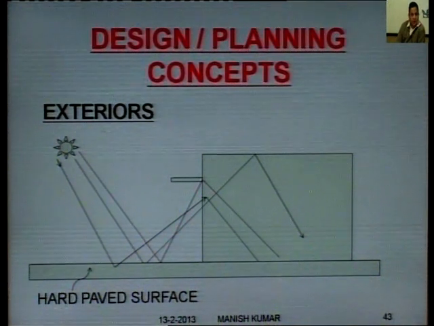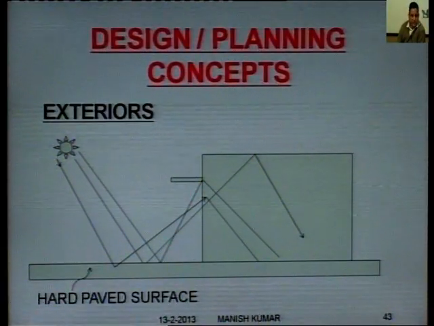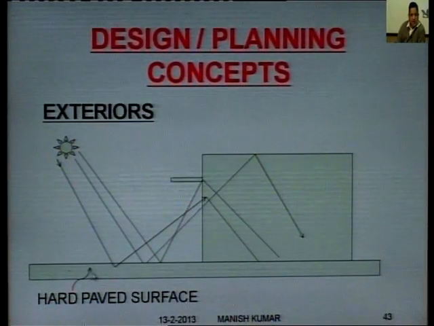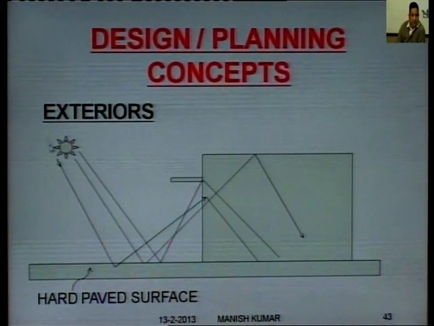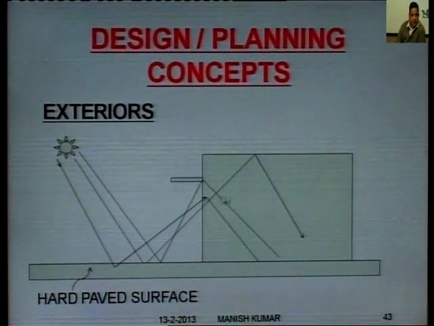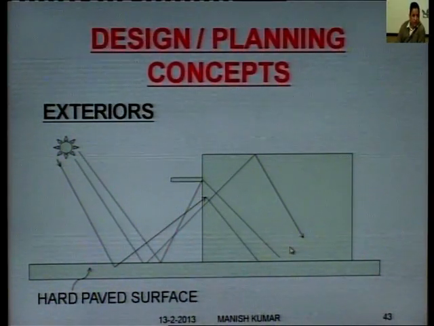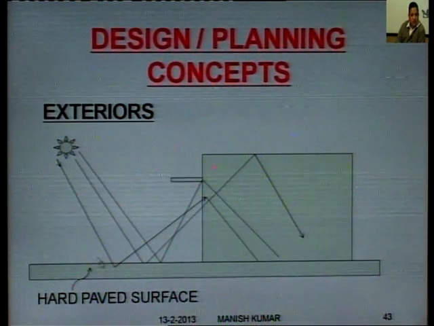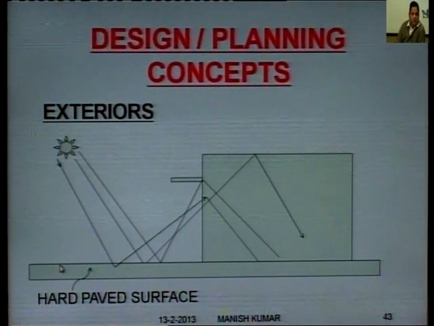This slide clearly shows how paved surfaces will increase the radiations inside the building. Say this is a building, this is hard paved surface outside building. When sun rays strike this hard paved surface, rays will travel like this and go inside the building. So this will create a lot of uncomfortable situations inside the room. So what we can do is we can cover this surface with some sort of vegetation, green covers, or some undulations. It should not be hard, smooth surface basically.